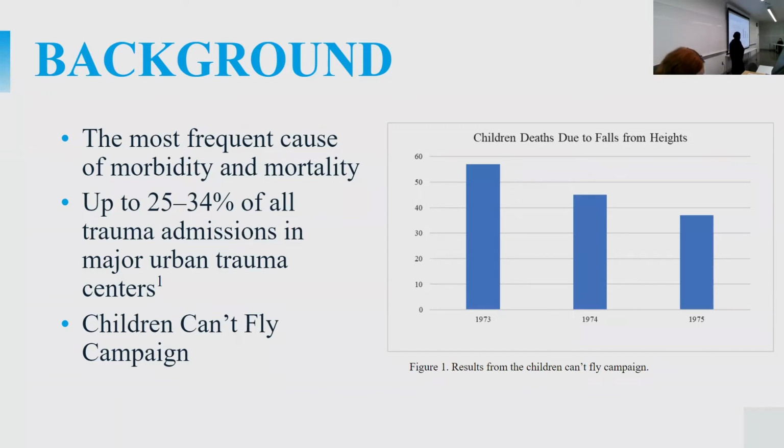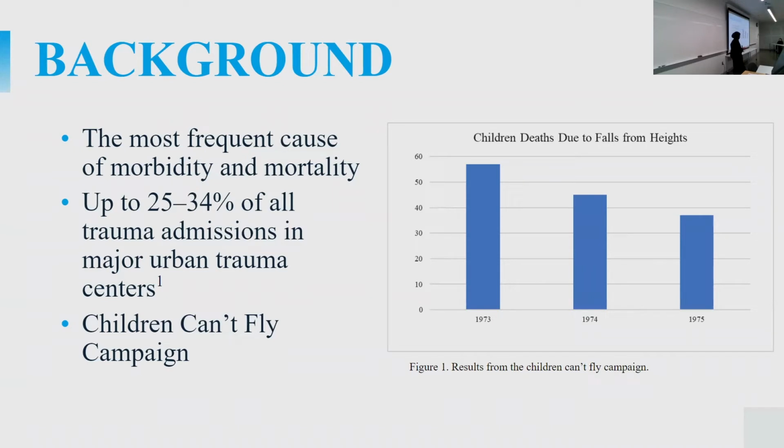This campaign was very successful, as you can see on the graph. There was a 35% decrease in deaths due to falls from heights. This successful campaign encouraged New York to pass the nation's first ever child accident prevention bill on April 12, 1976, setting a historic precedent. Many states followed suit and passed similar laws as well, which all pushed for construction codes and preventive education, and they all had a tremendous impact in reducing pediatric falls.